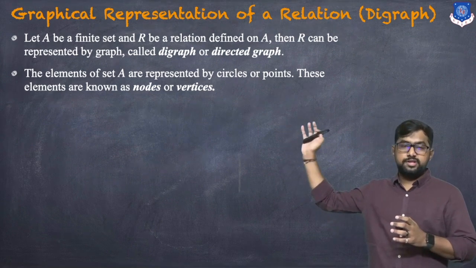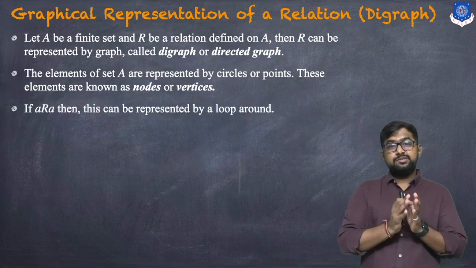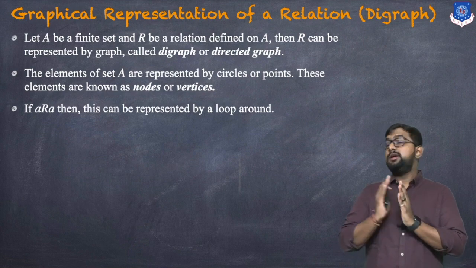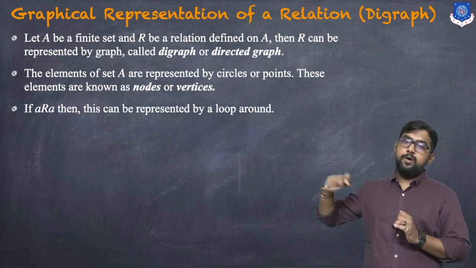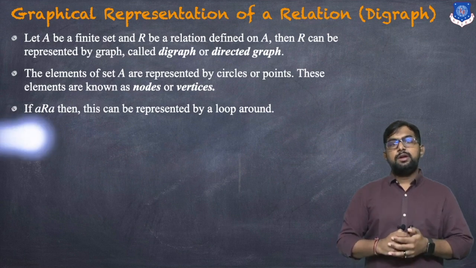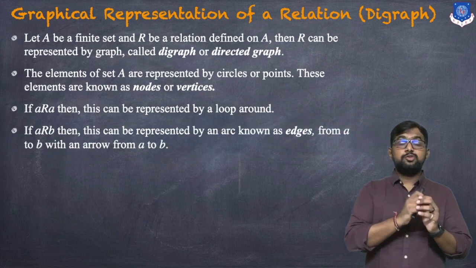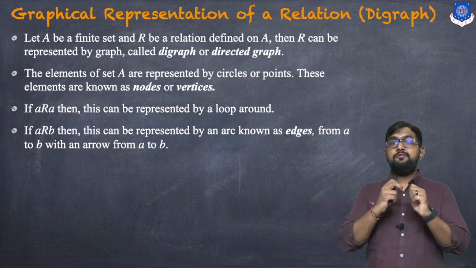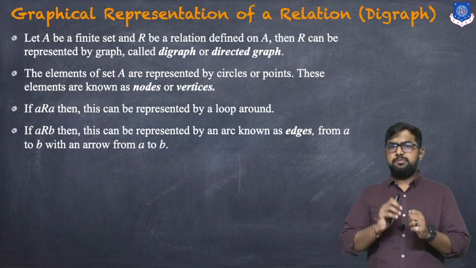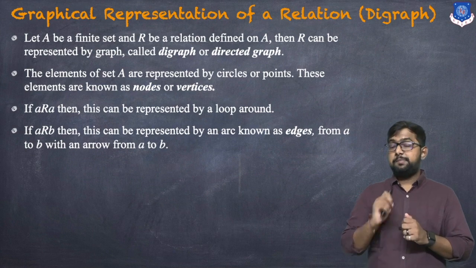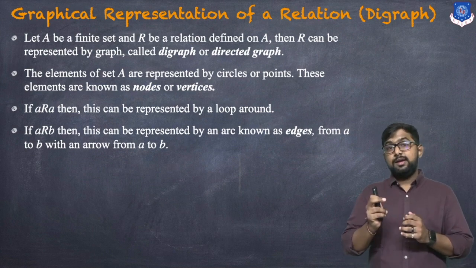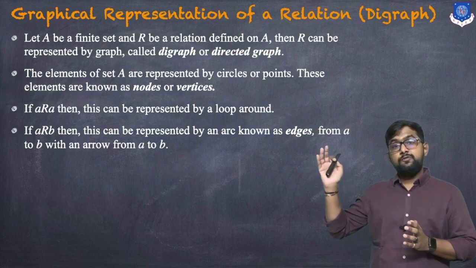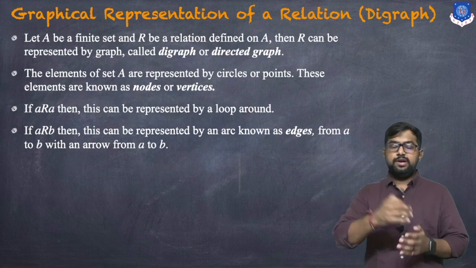Now if A is related to A, we have two conditions. If A is related to A, that is, A is related to itself, then this can be represented by a loop. And if A is related to some other, different point B, then this can be represented by an arc, known as an edge, from A to B with an arrow from A to B. Now let us check.